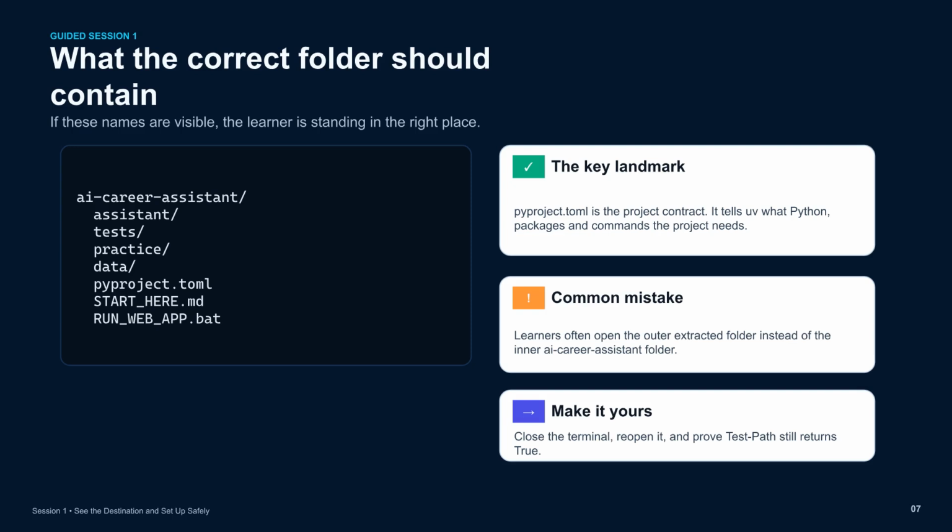pyproject.toml is your landmark. It is the contract that tells the system what dependencies the project needs. Avoid the common mistake of working from an outer folder. Close and reopen your terminal to ensure you are consistently in the correct, verified location.